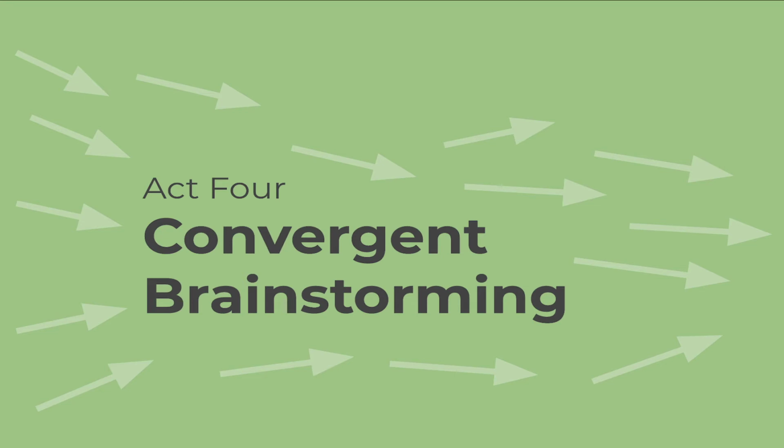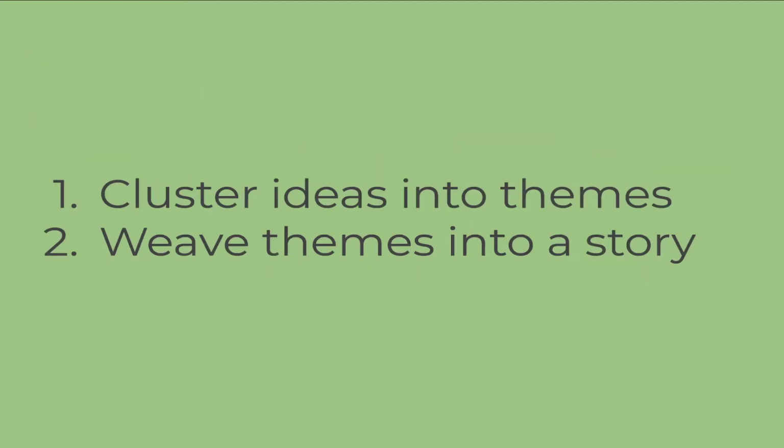Act 4, convergent brainstorming. So now it's time to take all those ideas that are all over the place and bring them together into a cohesive story that you want to tell. So we're going to do this in 2 phases. First, we're going to cluster ideas into themes, and then we're going to weave those themes into a story.